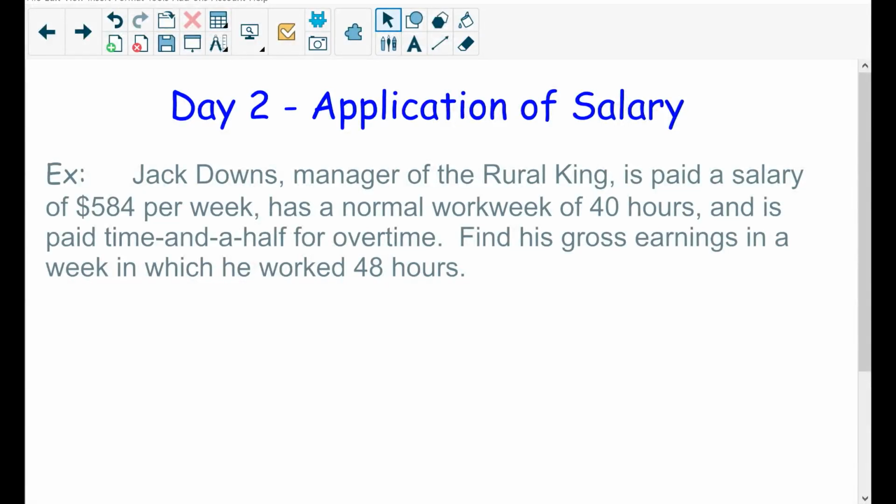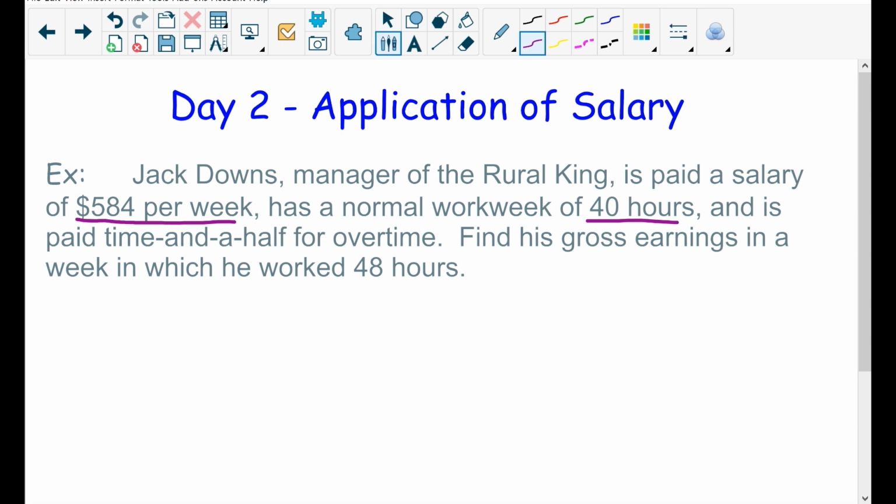All right, salary, day 2 application. So, says Jack Downs, manager of Rural Kings, paid a salary of $584 per week. Normal work week of 40 hours. So that's the important information there: 584 per week, and that is 40 hours in a week. He's also paid time and a half for overtime. Find his gross earnings in a week.